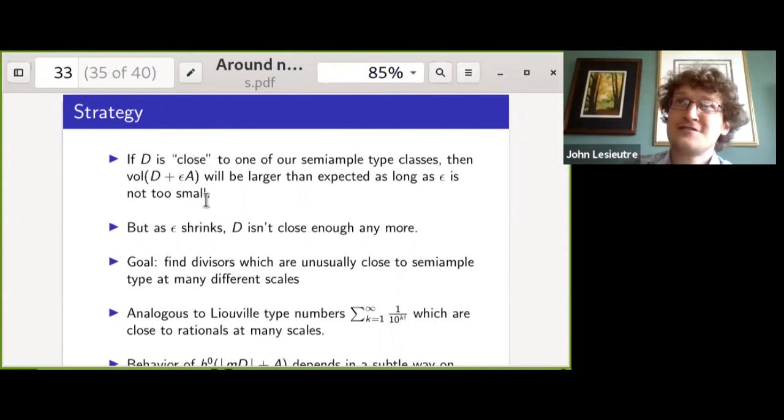So if you're close to a semi-ample on some scale, the volume is bigger than you expect on that same scale. But then when epsilon increases some more, you lose this extra volume. Let me show you the picture one more time.